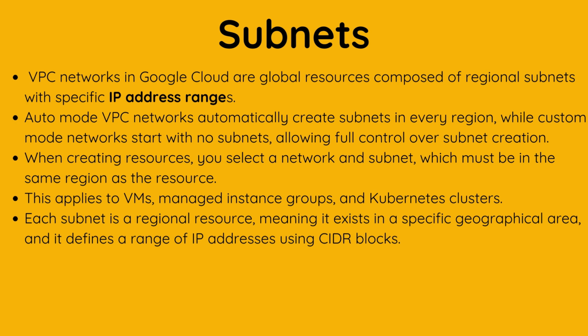Auto mode VPC networks automatically create subnets in every region, while custom mode networks start with no subnets, allowing full control over subnet creation. When creating resources, you select a network and subnet, which must be in the same region as the resource. This applies to VMs, managed instance groups, and Kubernetes clusters. Each subnet is a regional resource, meaning it exists in a specific geographical area, and it defines a range of IP addresses using CIDR blocks.